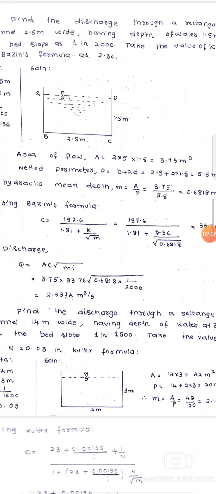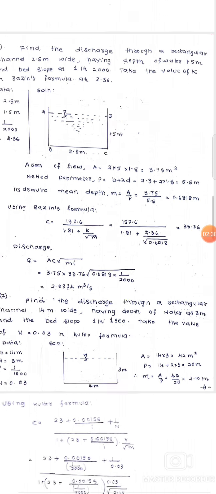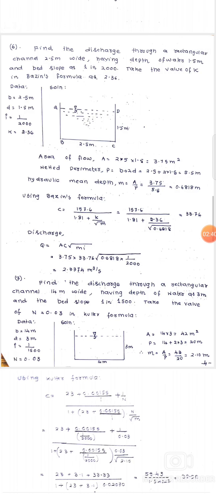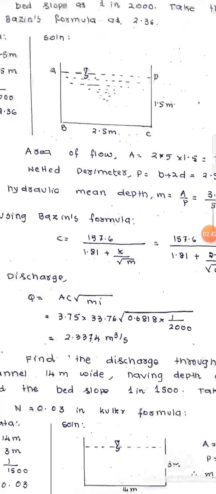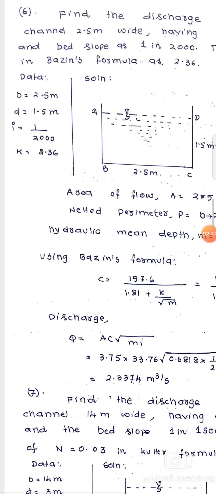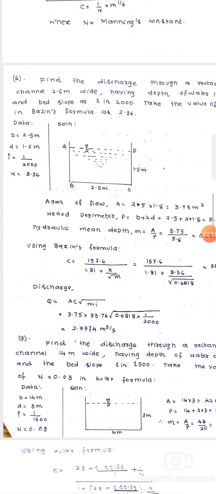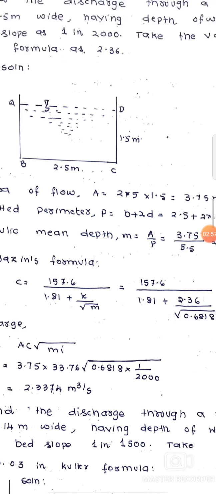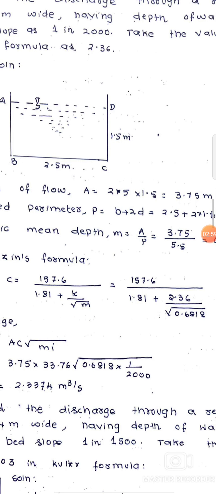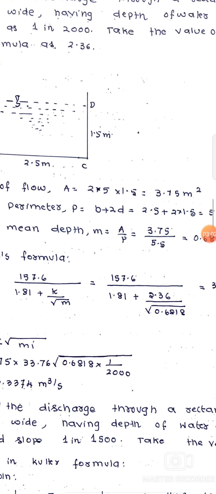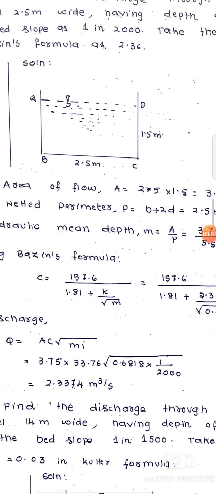We have the equation Q is equal to AC into square root of mi to find the discharge. But C is not given, so there are two unknowns, C and Q. To find C, we have Bazin's constant, so we have to use Bazin's formula. Before that we'll find the area of flow, that is B into D. A is equal to 2.5 into 1.5, that gives 3.75 meters square.